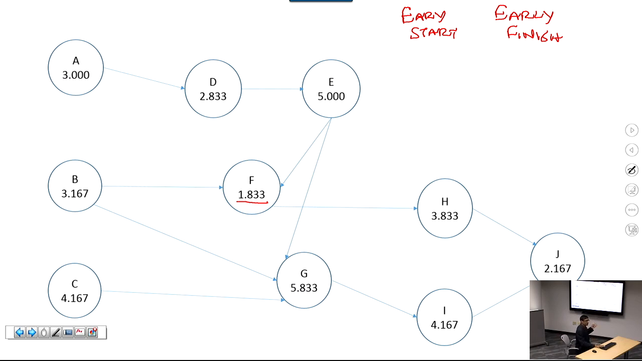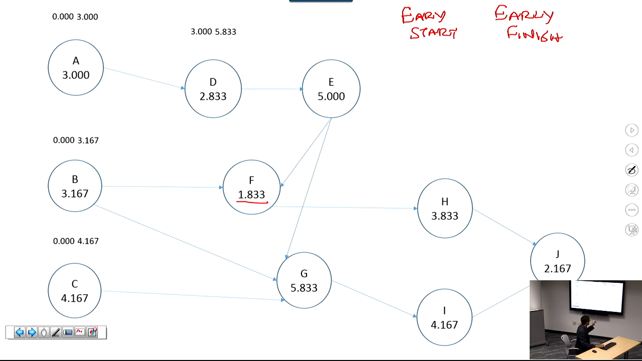So activity A can start by itself. Activity A will start at 0. It takes 3 days. So the early finish for activity A would be 3. Same for B. B will start at 0, takes 3.167, so it will finish by 3.167. Similar with C. Okay? Now D can start as soon as A is done. Right? A is done at 3, so early start for D would be 3. Add the time for D, which is 2.833, and you will get the early finish for D.